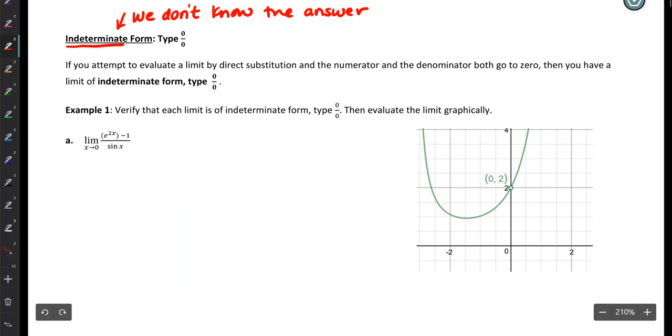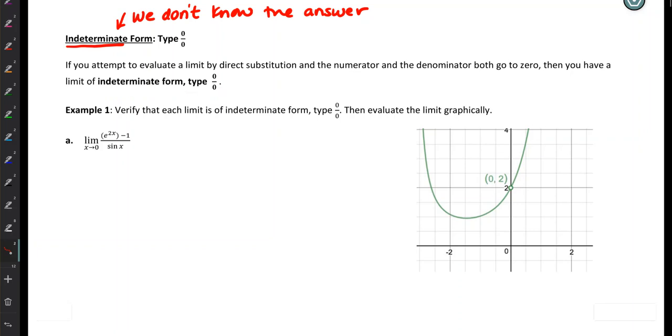All right, so if you try to evaluate a limit through direct substitution, which is always a great first start, because what if the function is continuous at that point? Then great, evaluate through direct substitution. But if you try that and then the numerator and the denominator are both 0, then we have an indeterminate form of type 0 over 0.